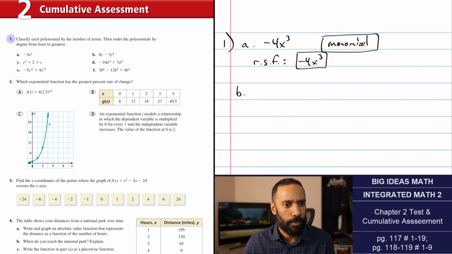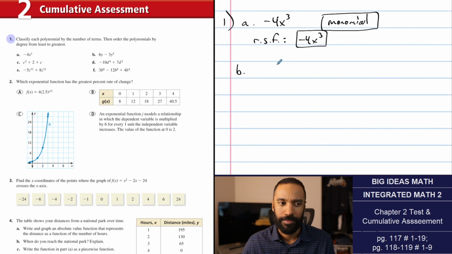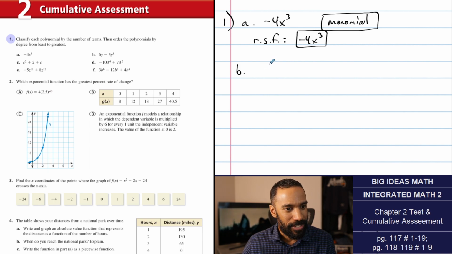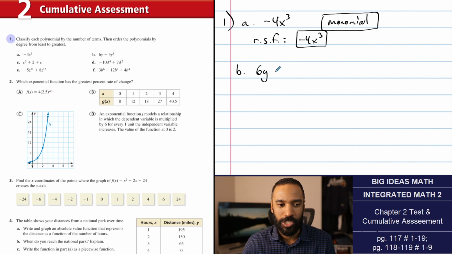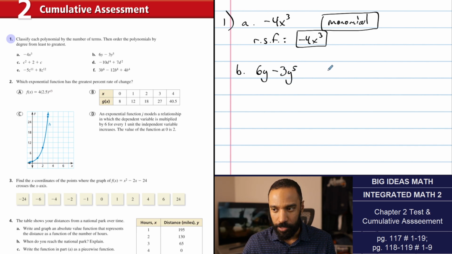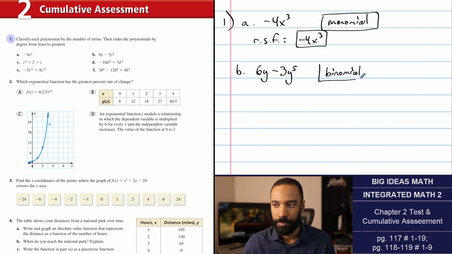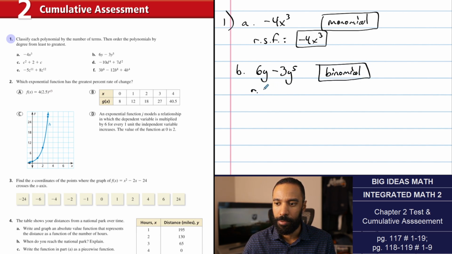Part B. So this one's not really multiple choice, but it's a multiple problem. By degree from least to greatest. Okay, so 6y minus 3y to the fifth. Number of terms, binomial. That's its name, 2 terms. Reverse standard form, we are already there. Degree 1 and degree 5. So 6y minus 3y to the fifth.